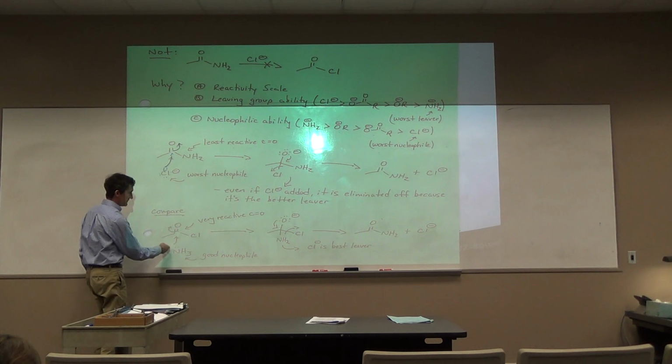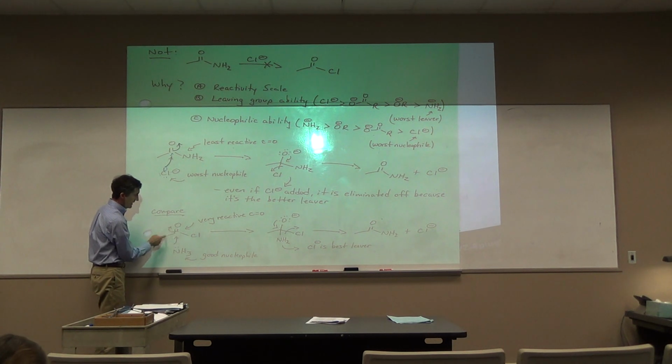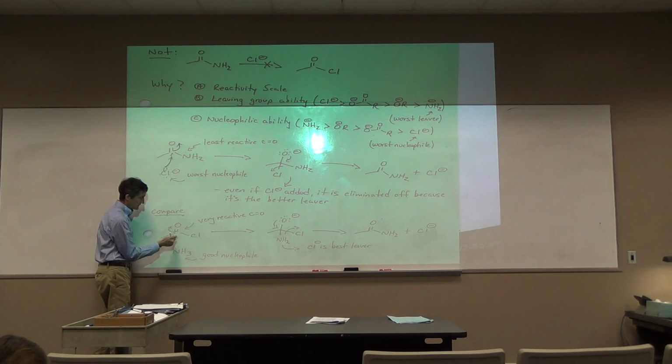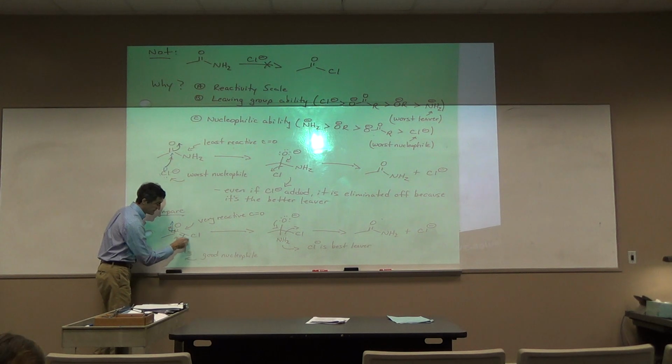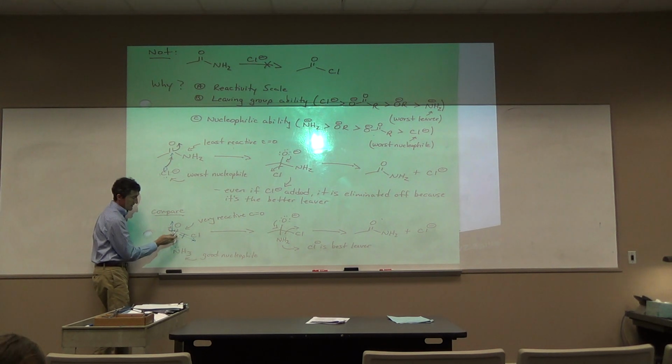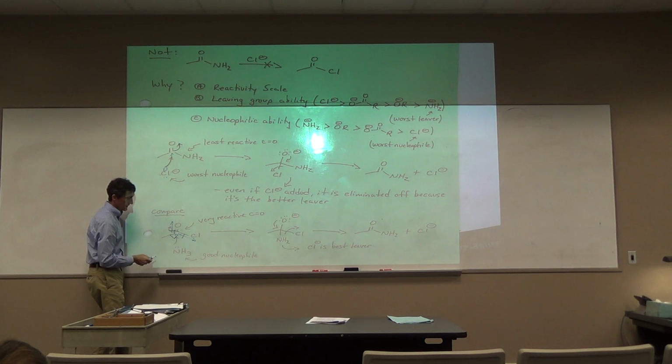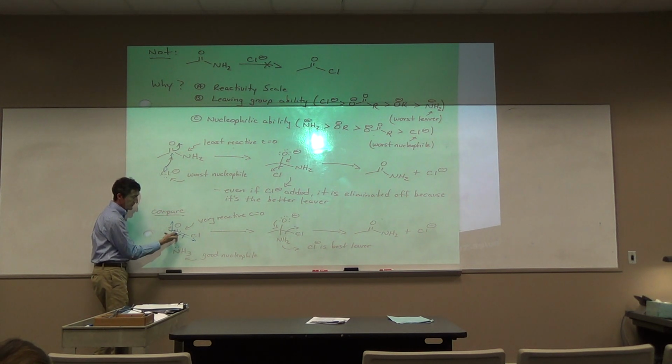Compare this. You have an acid chloride. It's very reactive. Because not only do you have this, which all carbonyl acid derivatives have, you also have this. And so this is going to make this a lot of partial plus. And so the nucleophile is very attracted here. High reactivity.